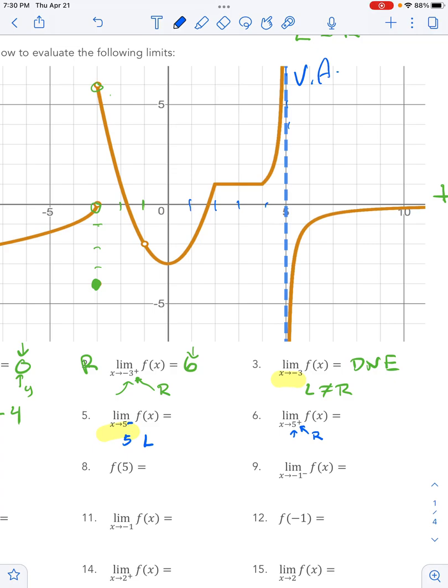So this one right here, number 5, is asking me to go to the left. Well, clearly this is the left and right of that value. So being on the left, I'd be on this part of the graph, and you can see that it goes up forever, and it keeps going. So we call up forever positive infinity.